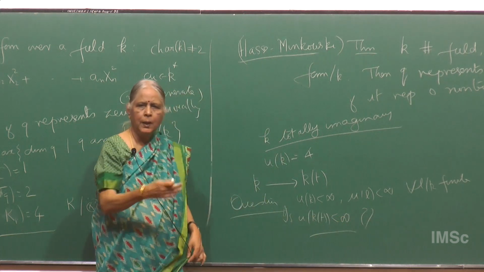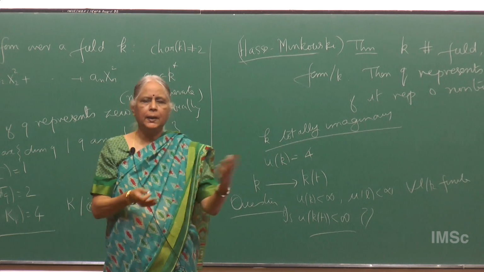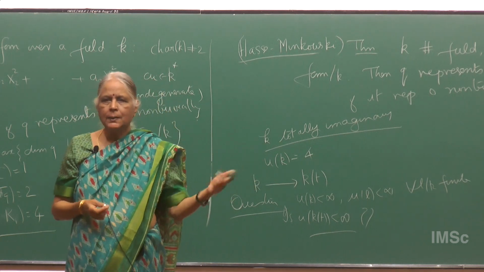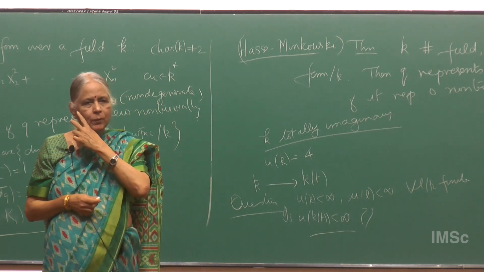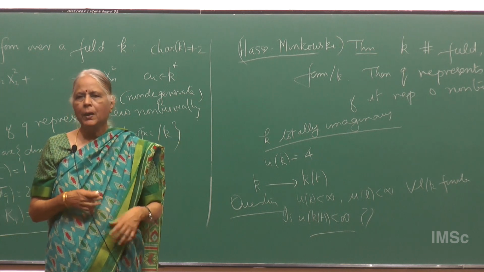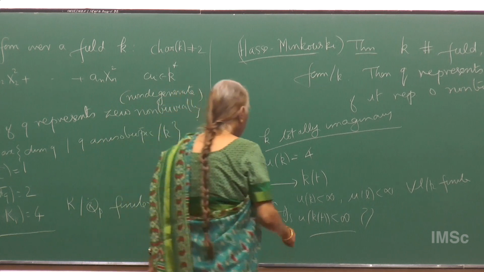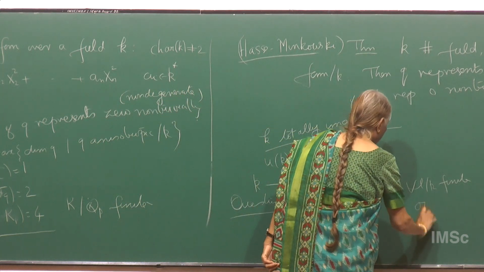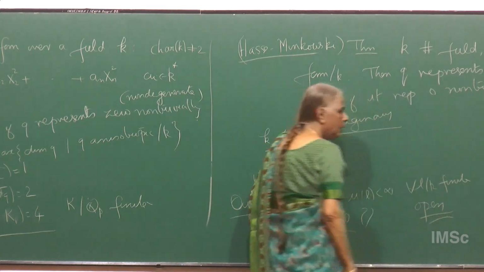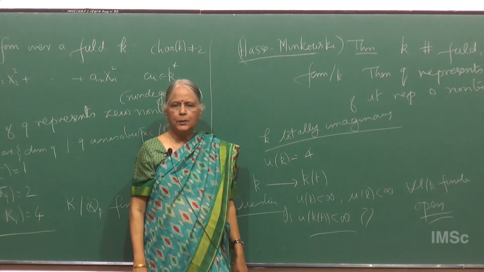It is just like in the case of number fields, where a finite extension of a number field is a number field. So if it is a totally imaginary number field, the u-invariant is 4 for all extensions. Can you say something about the u-invariant of K(T)? This is a big open question. One does not know an answer to this question.